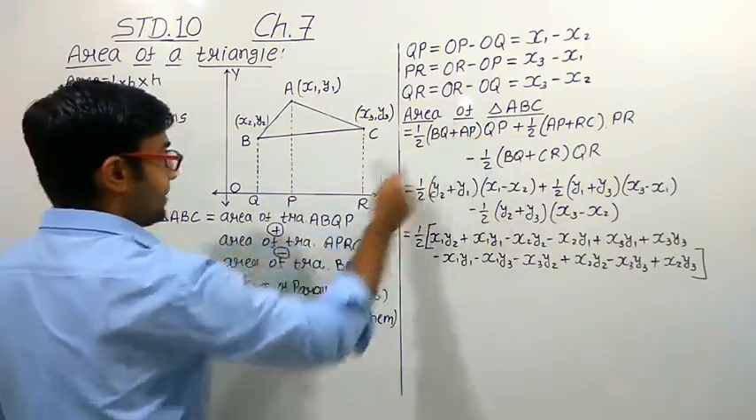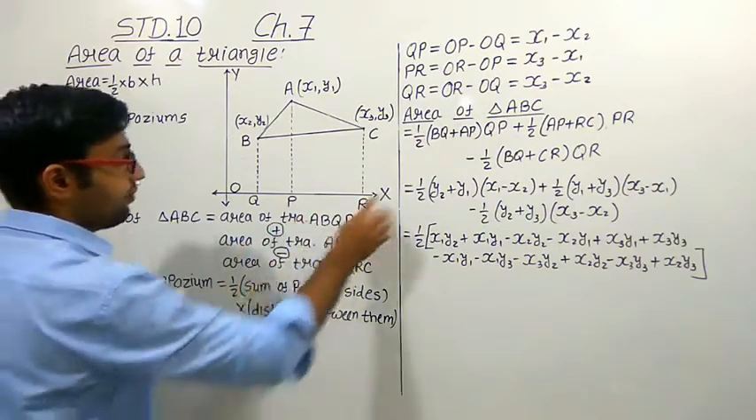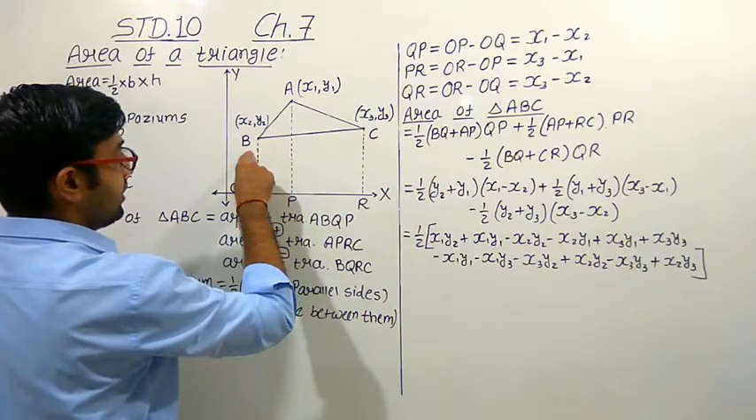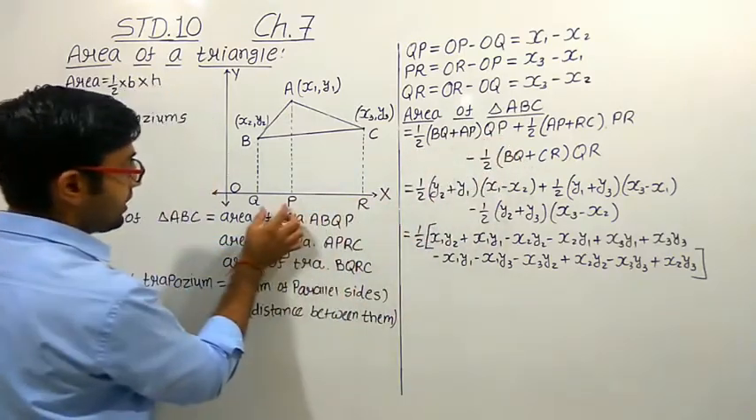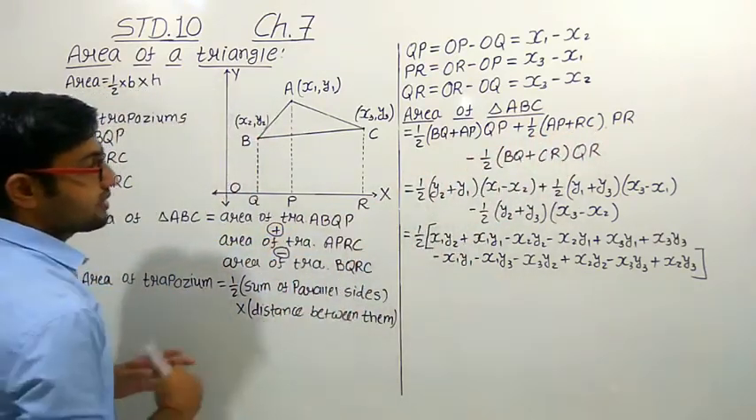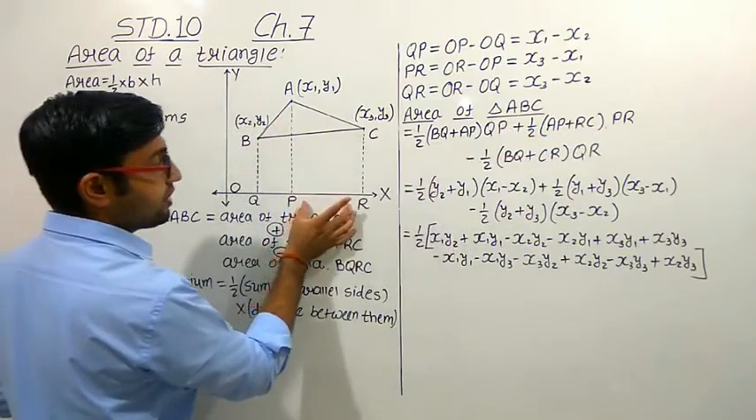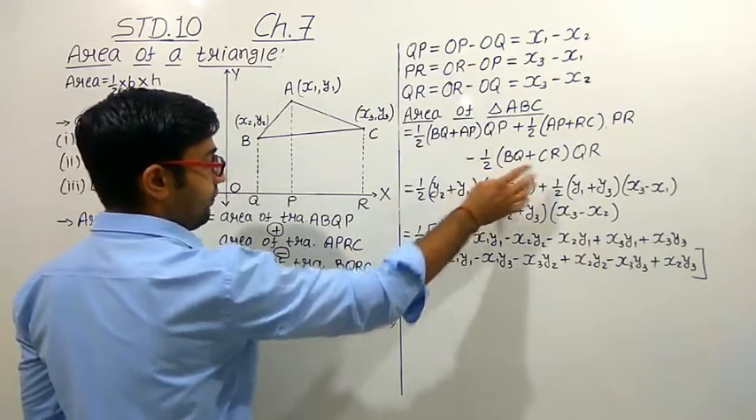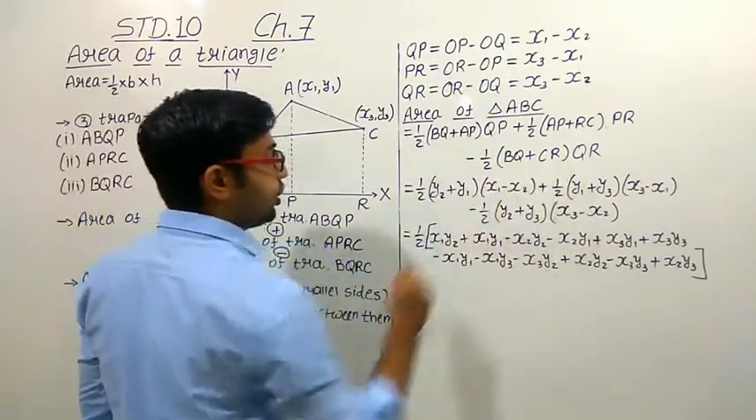Area of triangle ABC is equal to area of trapezium ABQP, that is one half the sum of the parallel sides. For the first trapezium, the parallel sides are BQ and AP. So one half BQ plus AP, times the distance between them, that is QP. In the same way, the area of another trapezium, that is APRC: one half AP and RC are the parallel sides, and the distance between them is PR. For the third trapezium, we have to subtract the area: one half BQ and CR are the parallel sides, and the distance between them is QR.